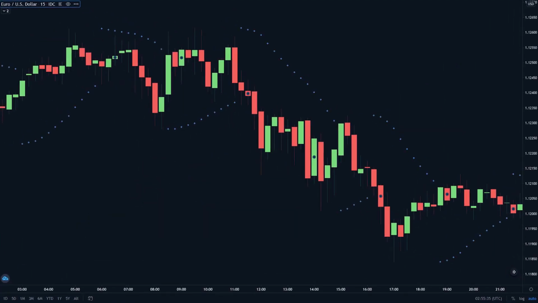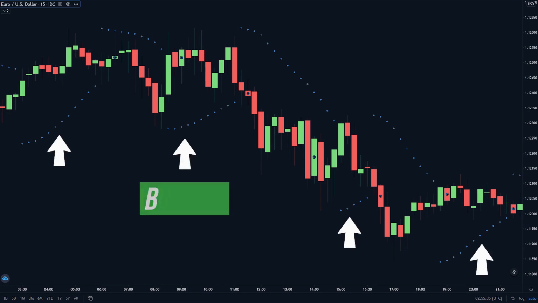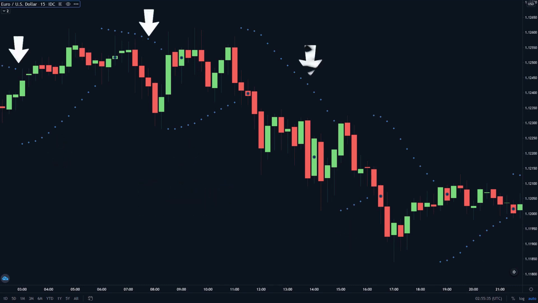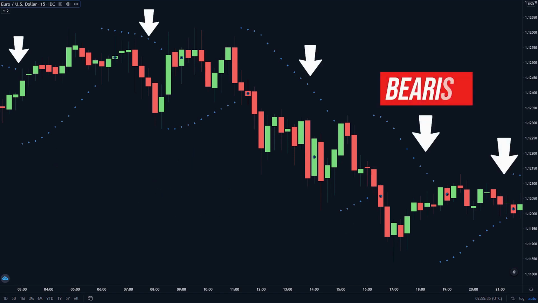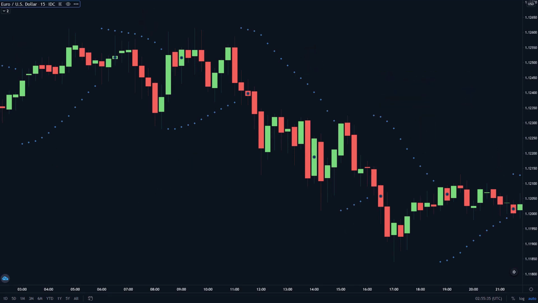So if you open the Parabolic SAR on TradingView or any charting software, this is what it looks like. A bunch of dots that are positioned either above or below the candlestick. How you read this indicator is very simple. If the dots are below the candlestick, it is considered bullish momentum. And if they are above the candlestick, it is considered bearish momentum. Like I said, very simple.